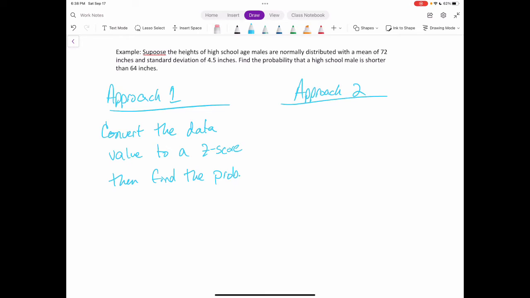Okay, so approach two says find the probability without calculating the z-score. And that's what I'm going to do. I'm going to do approach two. I'm going to show you how to do this without calculating the z-score first. Now, it will be a great practice for you to see if you can get the same answer. Both approaches should give you the same answer. So maybe I'll leave that for practice for you guys. I want you to practice this approach.